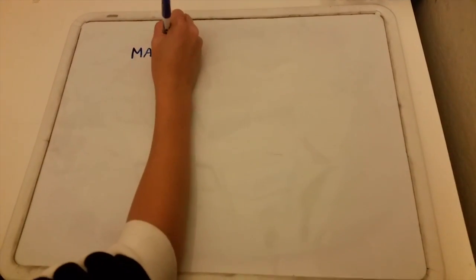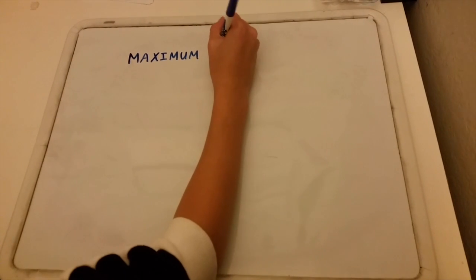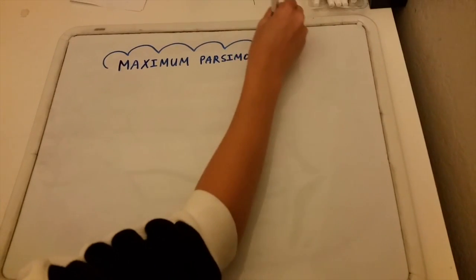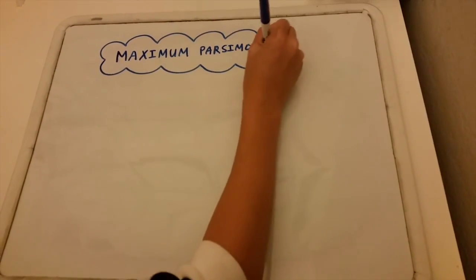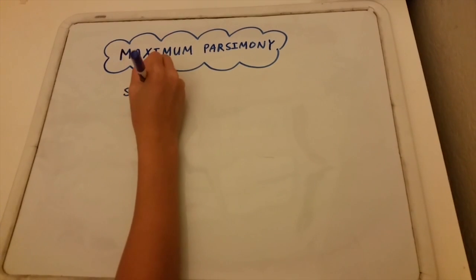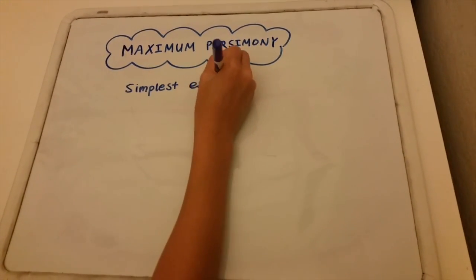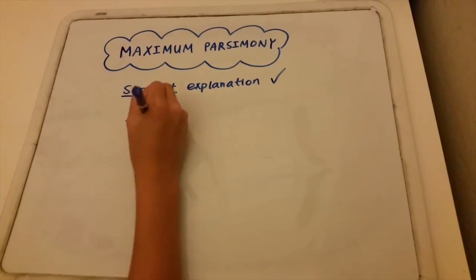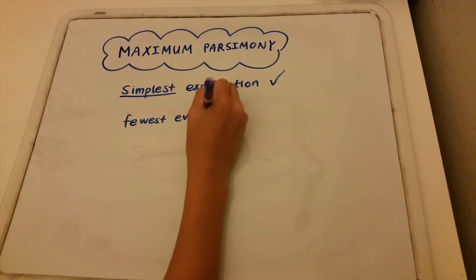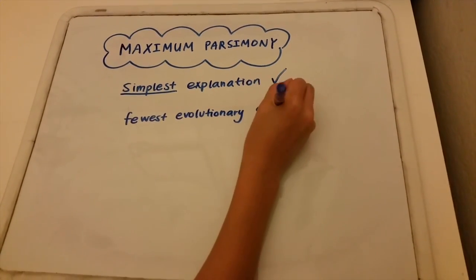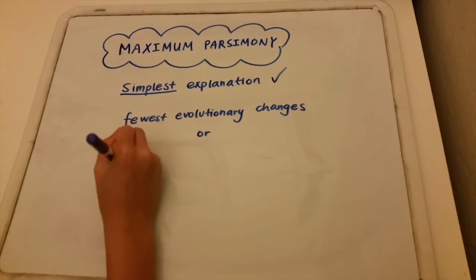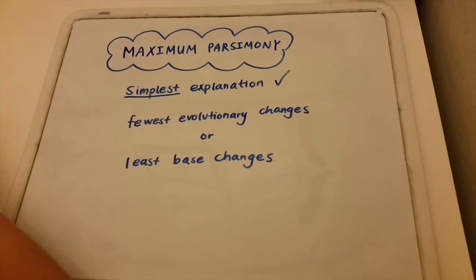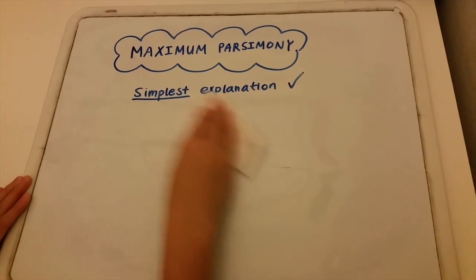Let's move on to the principle of maximum parsimony. According to the principle of maximum parsimony, the simplest explanation that is consistent with the facts should be investigated first. In the case of trees based on morphological characters, the tree that requires the fewest evolutionary events is the most parsimonious. Similarly, the most parsimonious of phylograms based on DNA sequences are the ones with the least base changes.